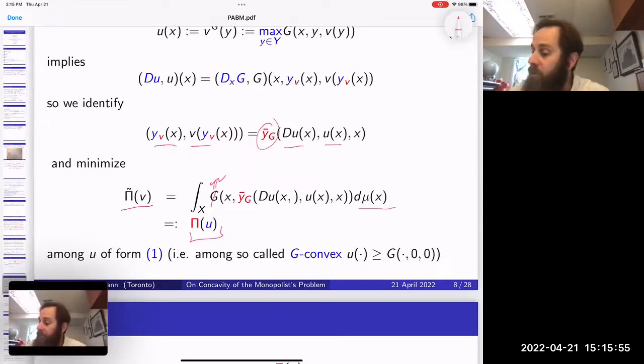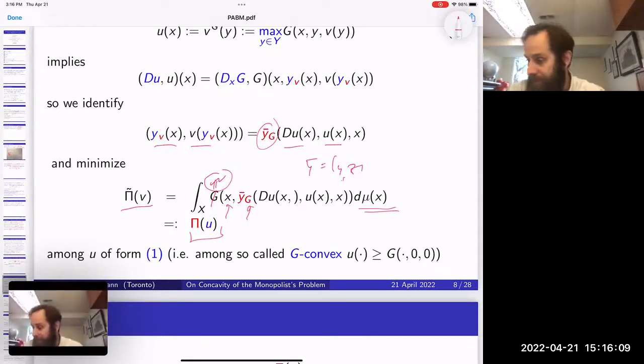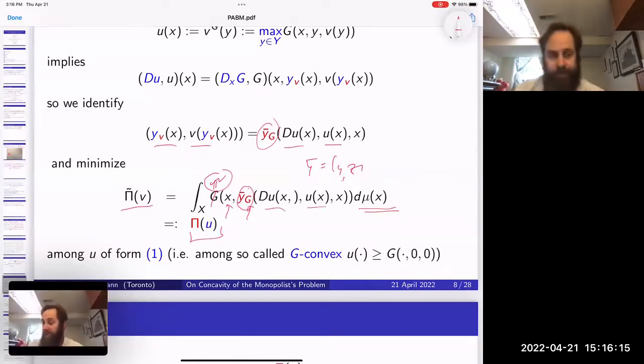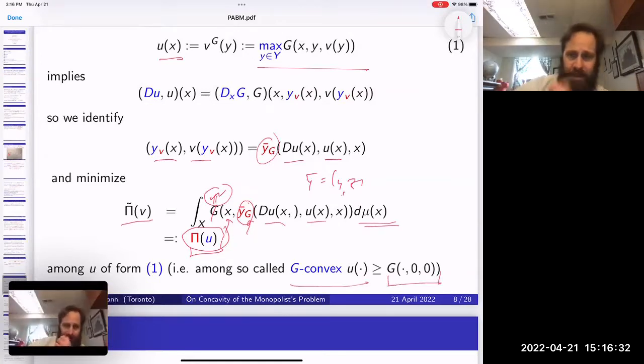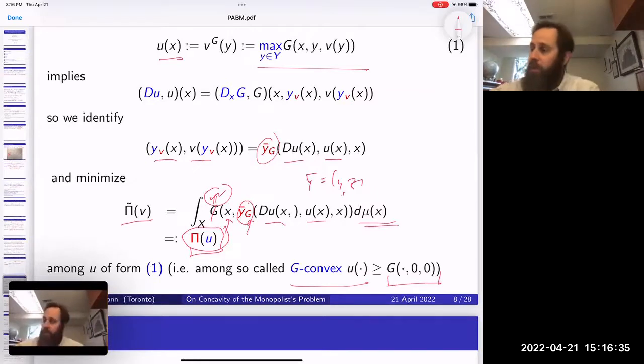So I average over the different potential buyer types. My profits depend on the buyer type, the product selected and the price they paid, and both of those pieces of information, Y comma Z, are encoded in Y bar. The point is that this Y bar of G is some known function and it depends on U and its gradient. And so you want to maximize this functional over all U which arise from some price menu V. Those U's that arise from a price menu V are called G convex U. And of course, they also have to be bigger than the reservation utility that the consumer would get by choosing the zero product for zero price.